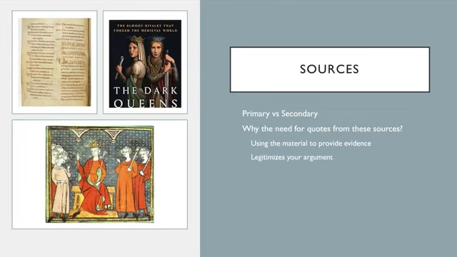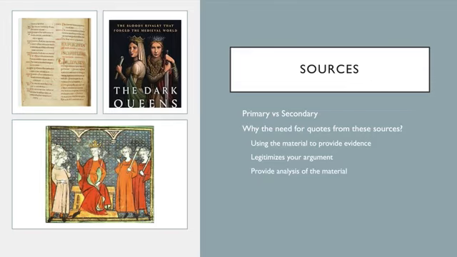Number two, as a historian, we're not just writing a history for the sake of writing a history, like this happened, that happened, then this other thing happened, right? We are actually making arguments. So by using evidence, by using direct quotes, it helps us legitimize our argument.